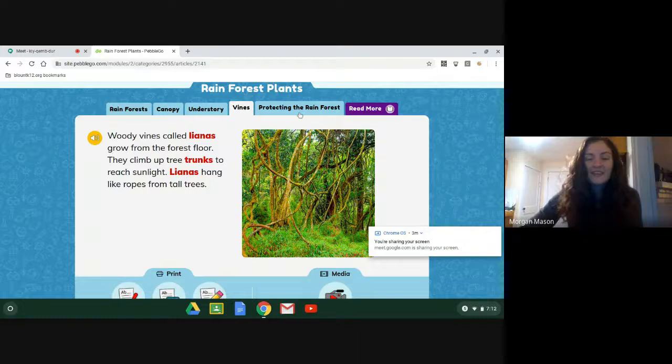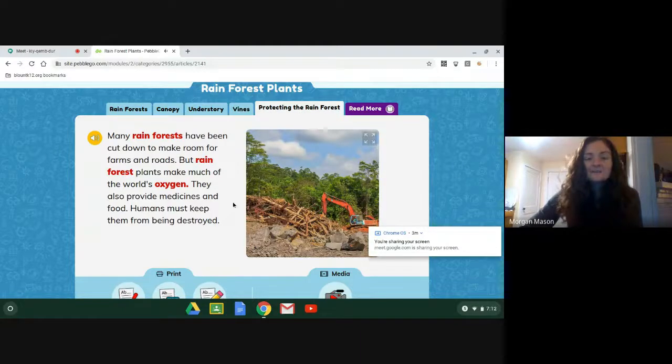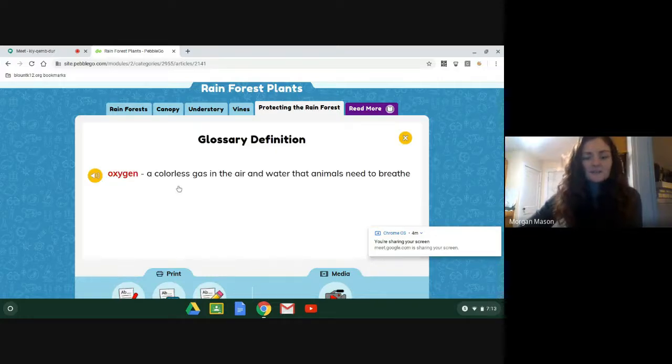All right. Protecting the rainforest. Many rainforests have been cut down to make room for farms and roads. But rainforest plants make much of the world's oxygen. We're going to click on this word to see what oxygen is. Oxygen is a colorless gas in the air and water that animals need to breathe.